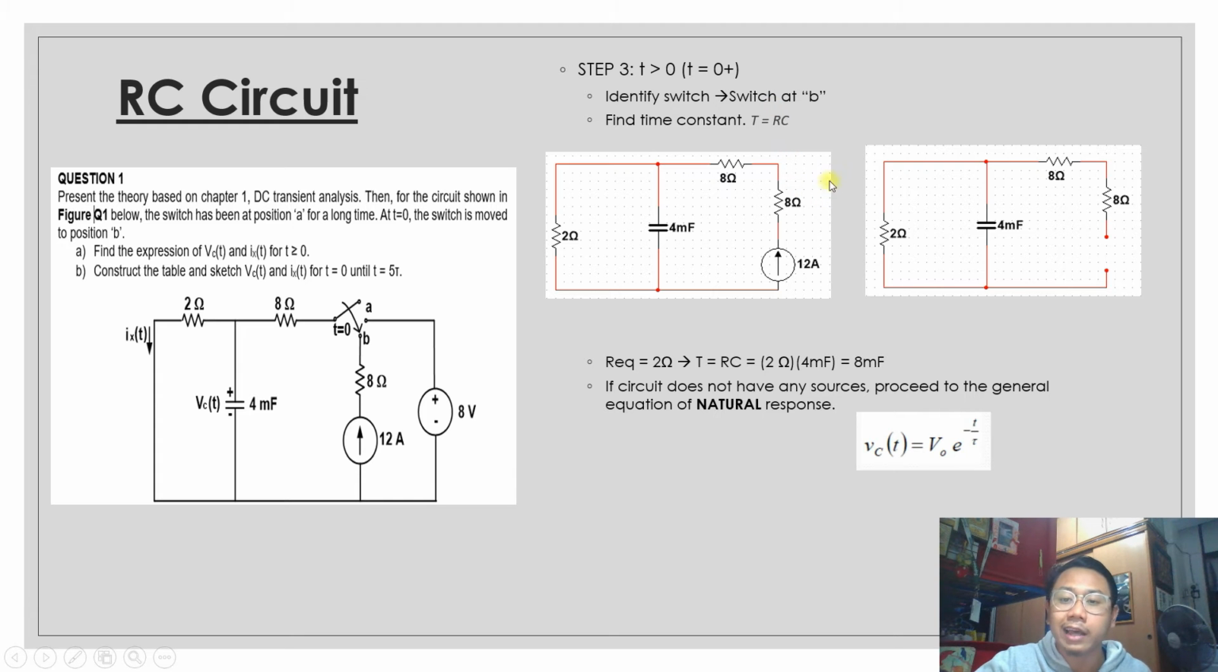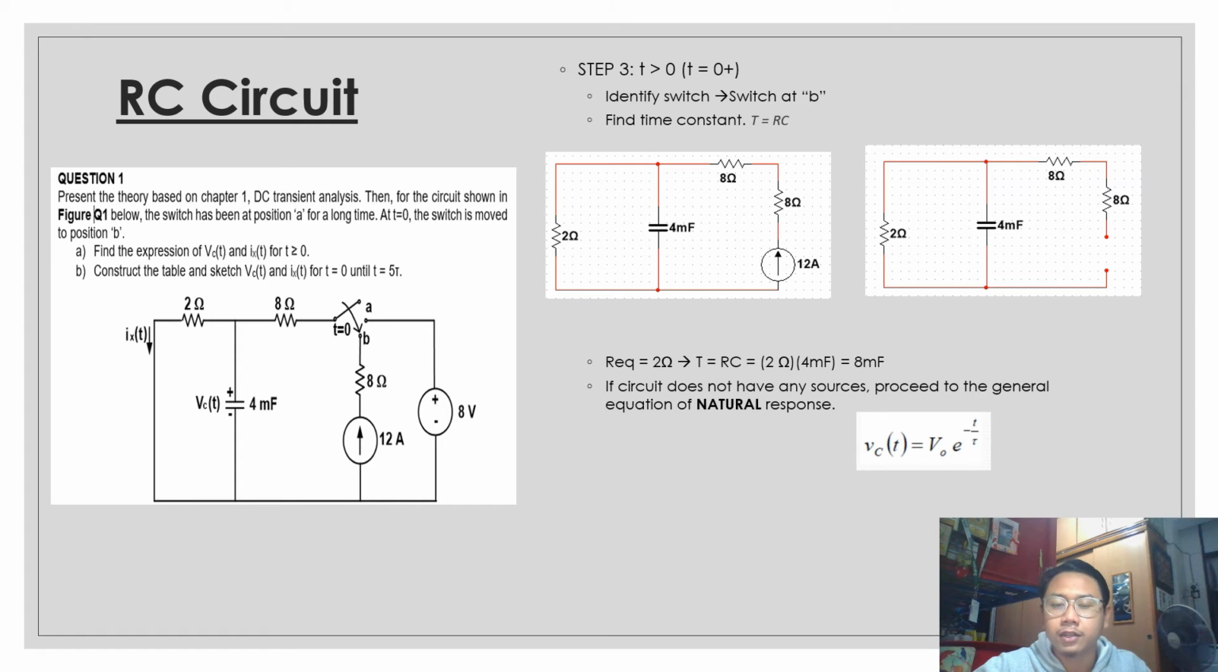If this is an RL circuit, inductor circuit, the formula is tau equals L over R. So in this case, to find the time constant, tau is equal to RC. We need to identify the value of R equivalent. Let's look at the circuit at the equation. When the switch moves to position B, this 8 volt is not on, and we just neglect this component. And the component is only this one, like in this circuit.